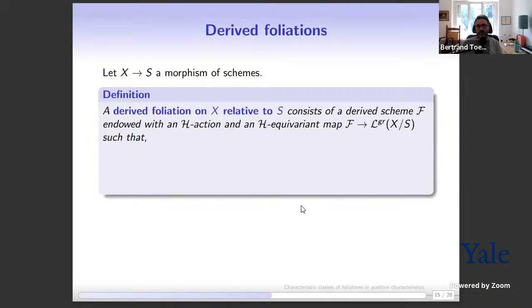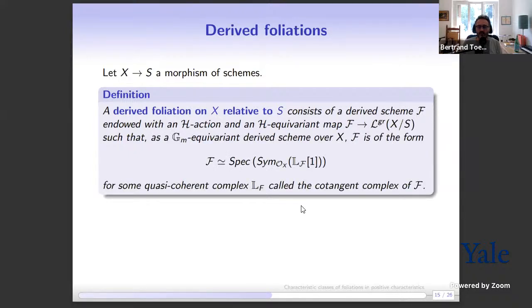If you keep in mind foliations being Lie algebroids, for instance, you have the map to the tangent vector bundle. The anchor map is this map from F to the graded loop space. And then you need a condition: that if you forget the action of the circle, and you just look at it as a graded scheme, it's just a spectrum of some complex.